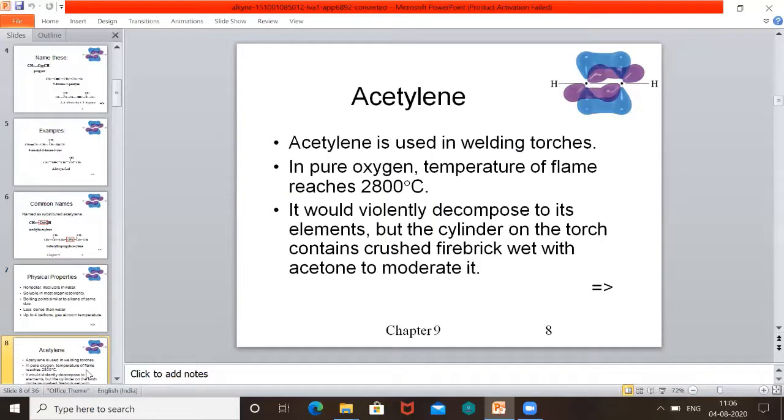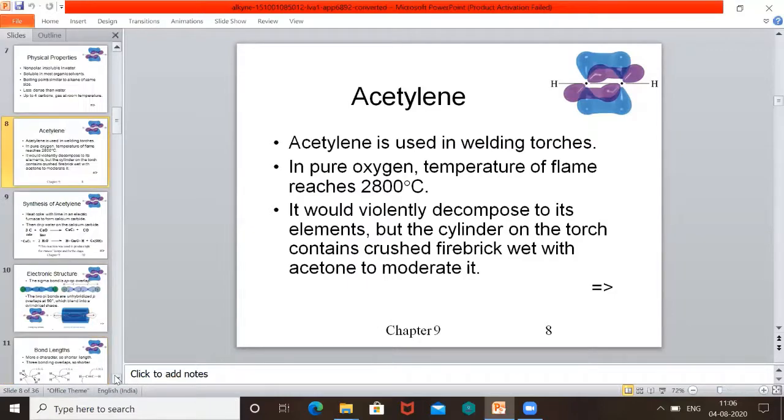Acetylene is a very important gas used in welding torches. When you go for gas welding, acetylene is used. In pure oxygen, the temperature of the flame reaches 2800 degrees centigrade. Imagine how high. It would violently decompose to its elements, but the cylinder on the torch contains crushed fire brick wet with acetone to moderate it. That means it is kept safe.